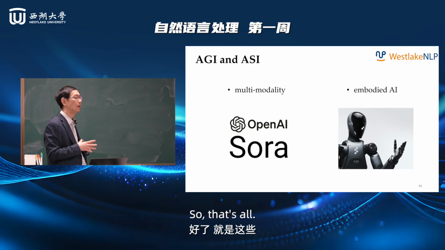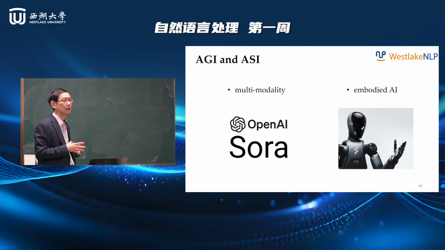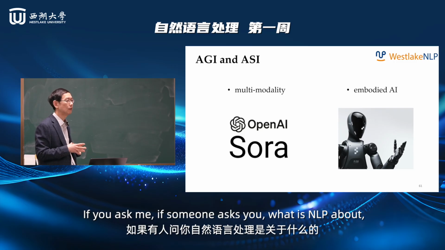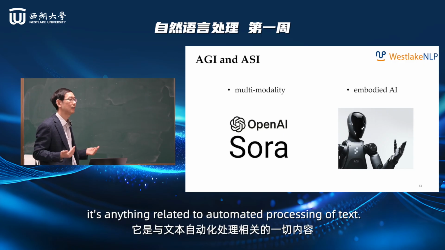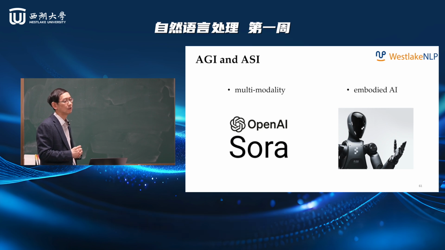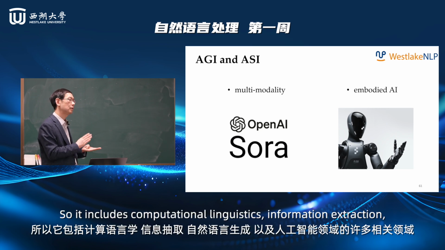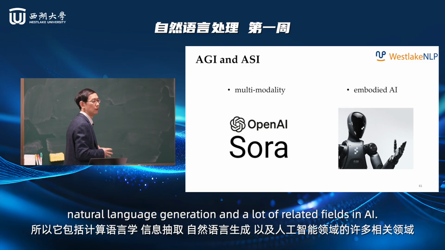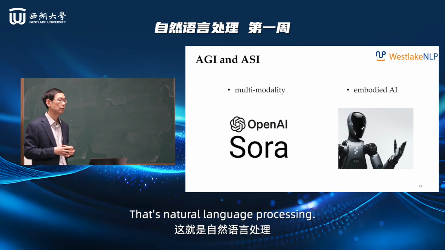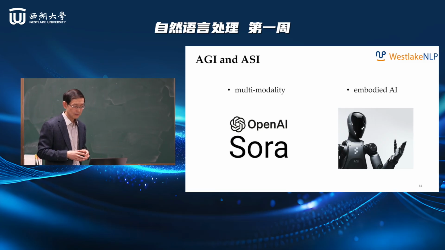So that's all. Okay. If someone asks you what NLP is about, then you can say, okay, in the broadest sense, it's anything related to automated processing of text. Okay. So it includes computational linguistics, information extraction, natural language generation, and a lot of related fields in AI. That's natural language processing.